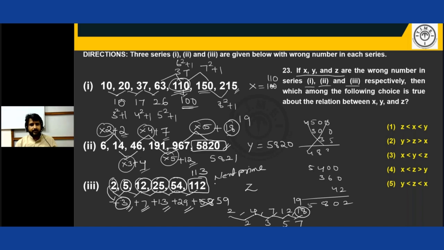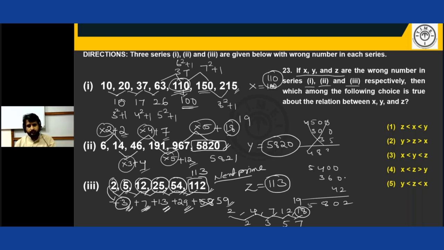And the logic is next prime number to the given number. 2 next prime number is 3, 5 next prime number is 7, 12 next prime number is 13, 25 next prime number is 29, 54 next prime number is 59. So wrong number is 112 and the correct number is 113. So Z is 113. Now you know the X value 110, Y value 5820, Z value 113.